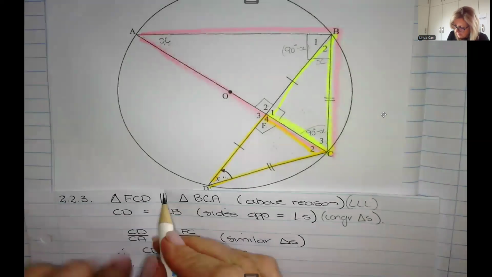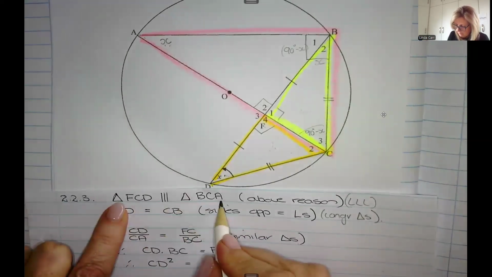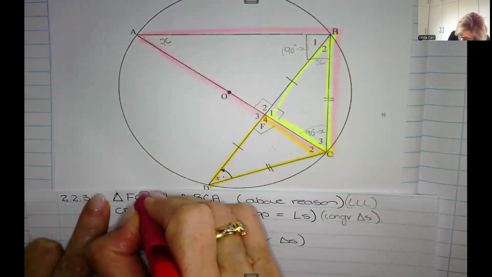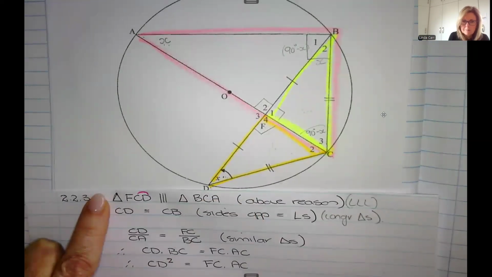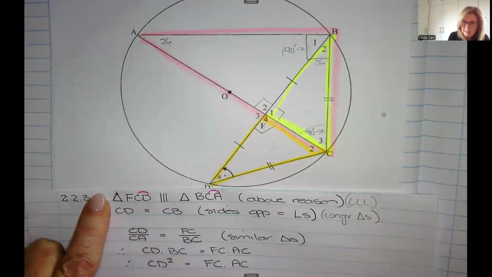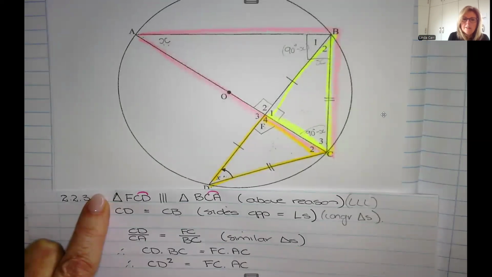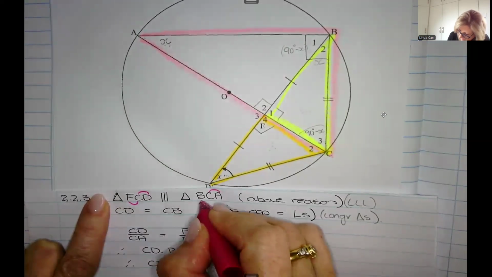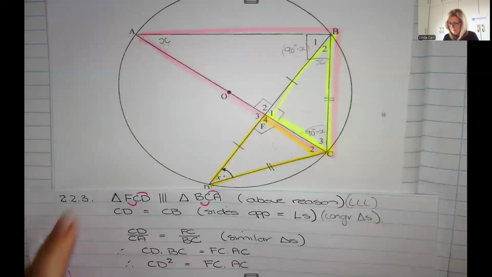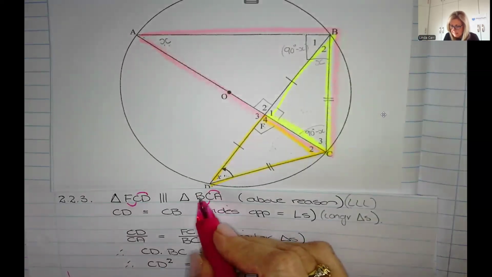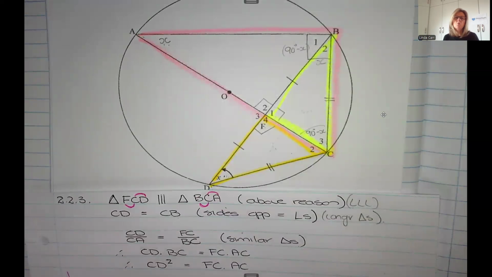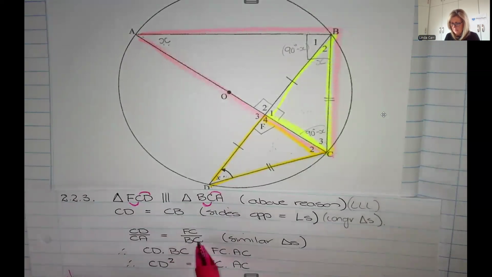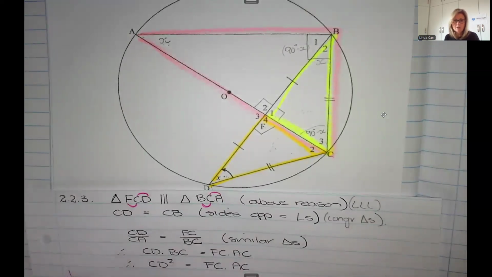Okay, so from my similar triangles, I'm going to use my proportionality. So I'm going to say CD, because that's the one I'm really after, over CA is equal to FC over BC. Why did I choose that? Because BC can become CD, which is what I really want. Okay, so CD over CA, FC over BC, because of similar triangles.